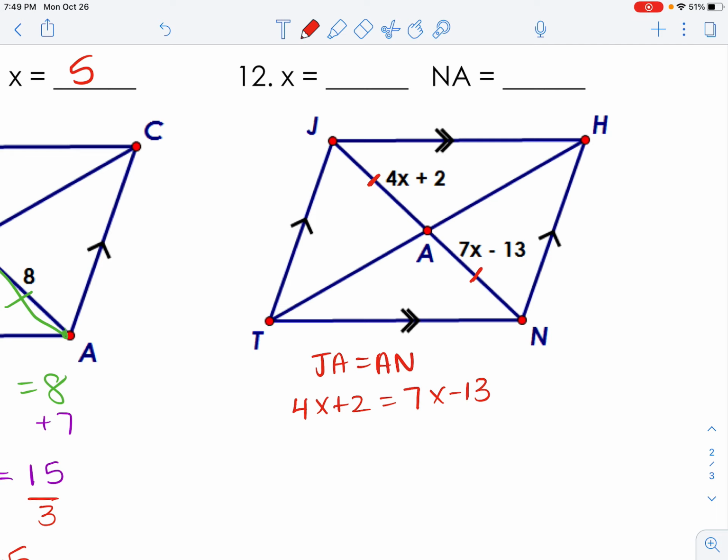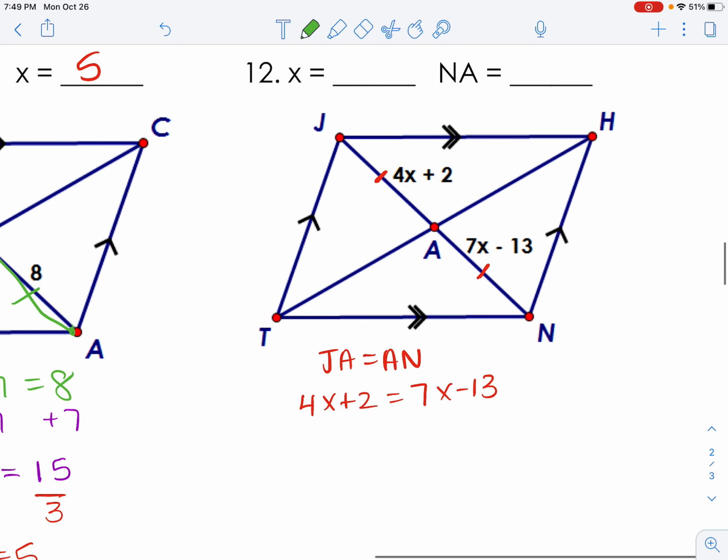And to solve these for x, I want to get all the x's to one side and all the numbers to the other. My strategy is always to move the x that is the smallest. So 4x is smaller than 7x, so I'll subtract 4x from both sides. 4x minus 4x is 0. Bring down the plus 2. 7x minus 4x is 3x, and I'll bring down the minus 13.